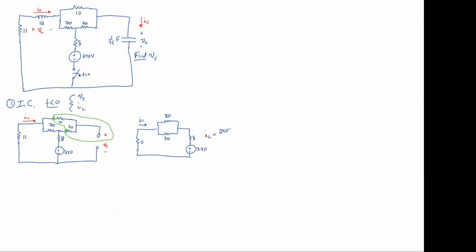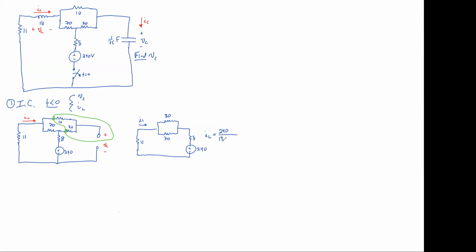Ohm's law says that a current is equal to a voltage divided by a resistance. So what's the total resistance that this 240 volt source sees? 111. No, I forgot the 8 over there. So 100 and... Okay, so the 11 and 8 are definitely in series, right? So they add. But then what about that 30 and that 70?